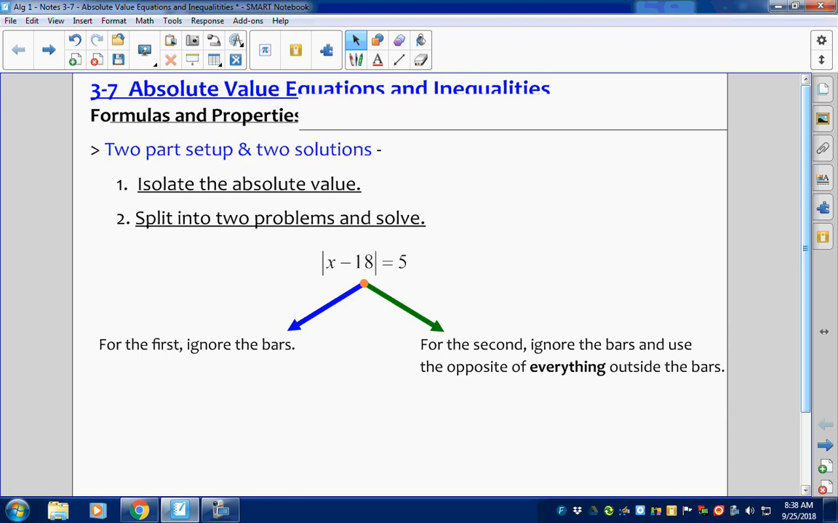What we're going to do on these is try and isolate the absolute value. That means get the absolute value by itself. It's kind of like treating whatever's in the absolute value bars like it's its own variable. So be sure to write down: first, isolate the absolute value. And then we're going to split the absolute value into two problems and solve.